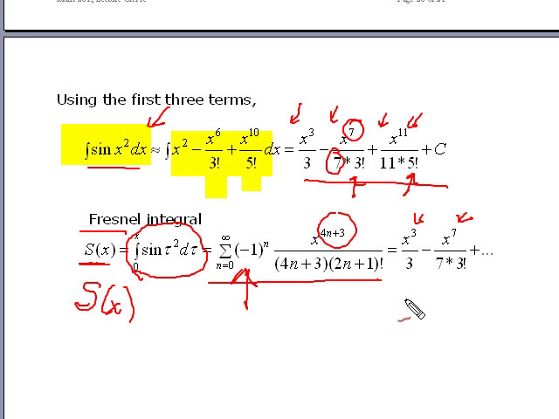Again, this is called a Fresnel integral. It is not an elementary transcendental function, but it is a transcendental function. It is a result of the integral of sine x squared dx. And we have achieved this result by integrating term by term the series expansion for sine x squared.